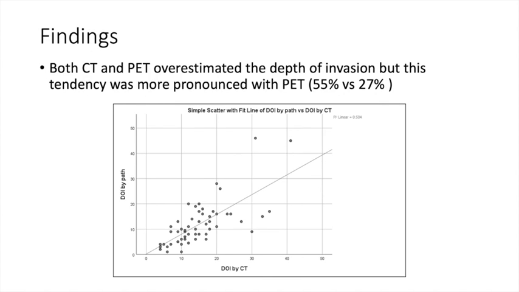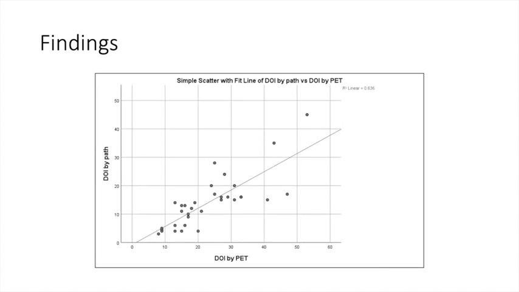Both CT and PET overestimated depth of invasion, but this tendency was more pronounced with PET. The following two graphs demonstrate this finding for CT and PET-CT respectively.